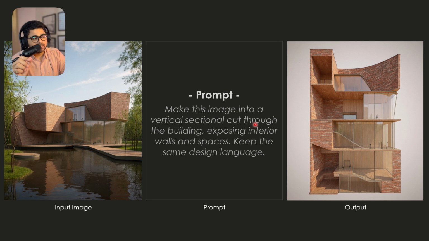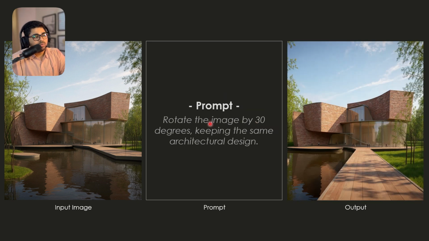Now the next one was also really nice. What I told it: rotate the image by 30 degrees, keeping the same architectural design. And you see, it has changed the camera view. So right now, let's say I was standing somewhere here near the camera. This is my central view. Let's say this is 0 degrees. This is 90. Somewhere around 45, between 30 and 40, this angle comes. And now I'm standing on this particular deck and getting this view.